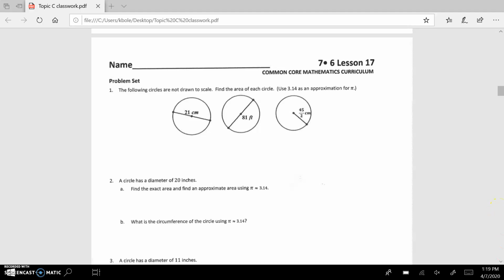Alright, so here we are on the Lesson 17 classwork video. The first page should be pretty straightforward. My one suggestion is to draw a picture if they don't give one for you.